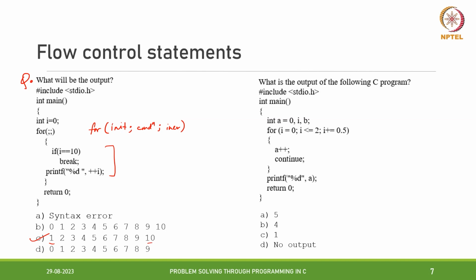Right. So let's look at the next question then. You have the integer variable a being 0, and 2 more integer variables i and b. So you're writing a for loop with i being 0, i less than equals 2, i is incremented by 0.5, and within the loop you have a being incremented by 1, and continue. So what will be the output here?